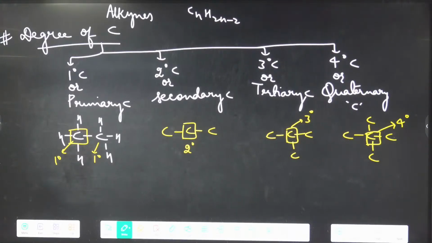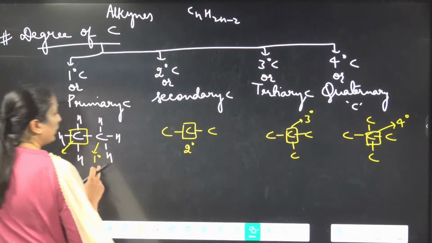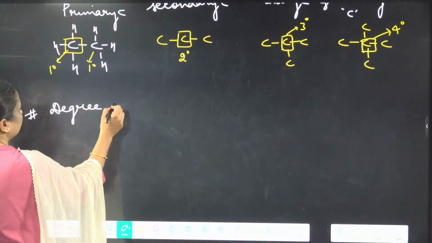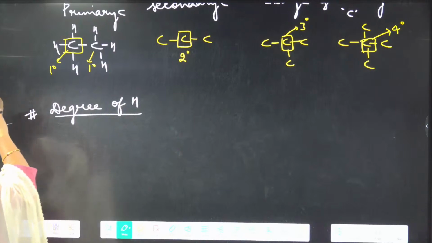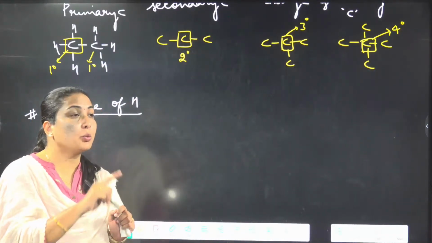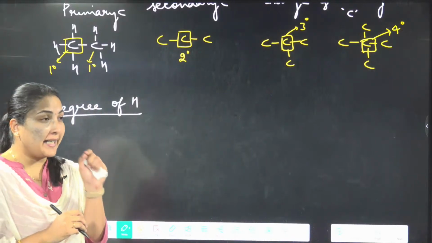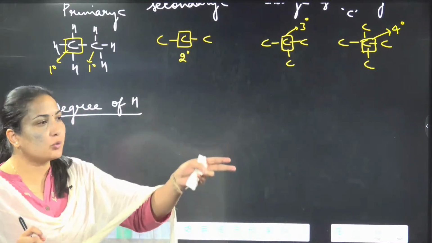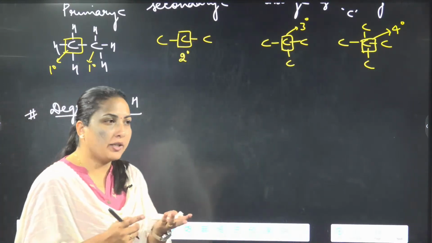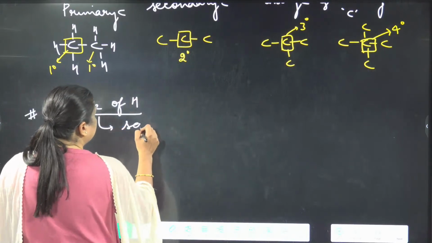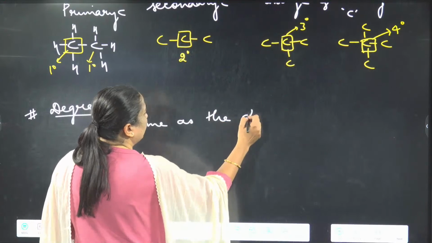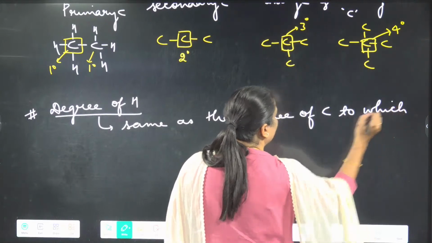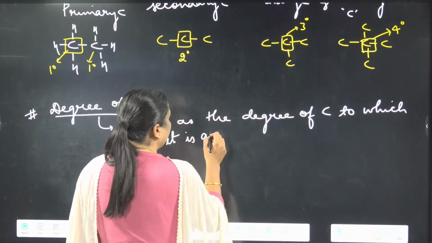Yes, are we done writing about it? Now let us move towards degree of hydrogen. Degree of hydrogen will be same as the degree of carbon to which it is attached, right? That's what is the degree of hydrogen. Suppose hydrogen is connected to a primary carbon, so its degree will be primary, 1 degree, right? So same as the degree of carbon to which it is attached.